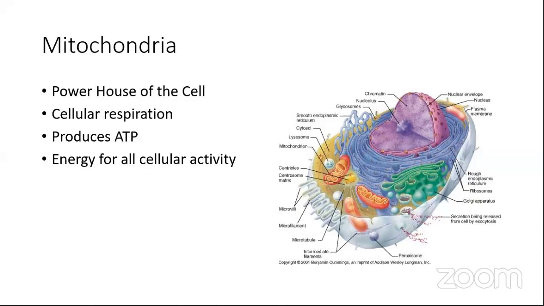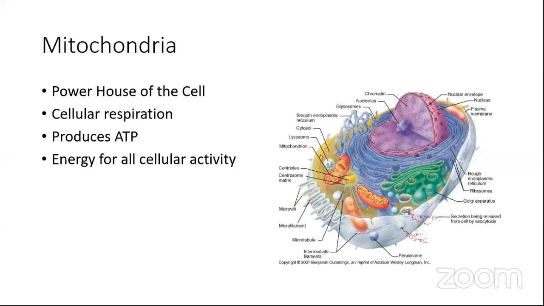So at the end of cellular respiration, they produce energy in the form of ATP, adenosine triphosphate. It is a molecule that breaks down and releases energy. All cellular activities need a lot of energy. Those energies are produced by the mitochondria. All the cellular activities depend on energy, and this energy is fetched from the mitochondria.